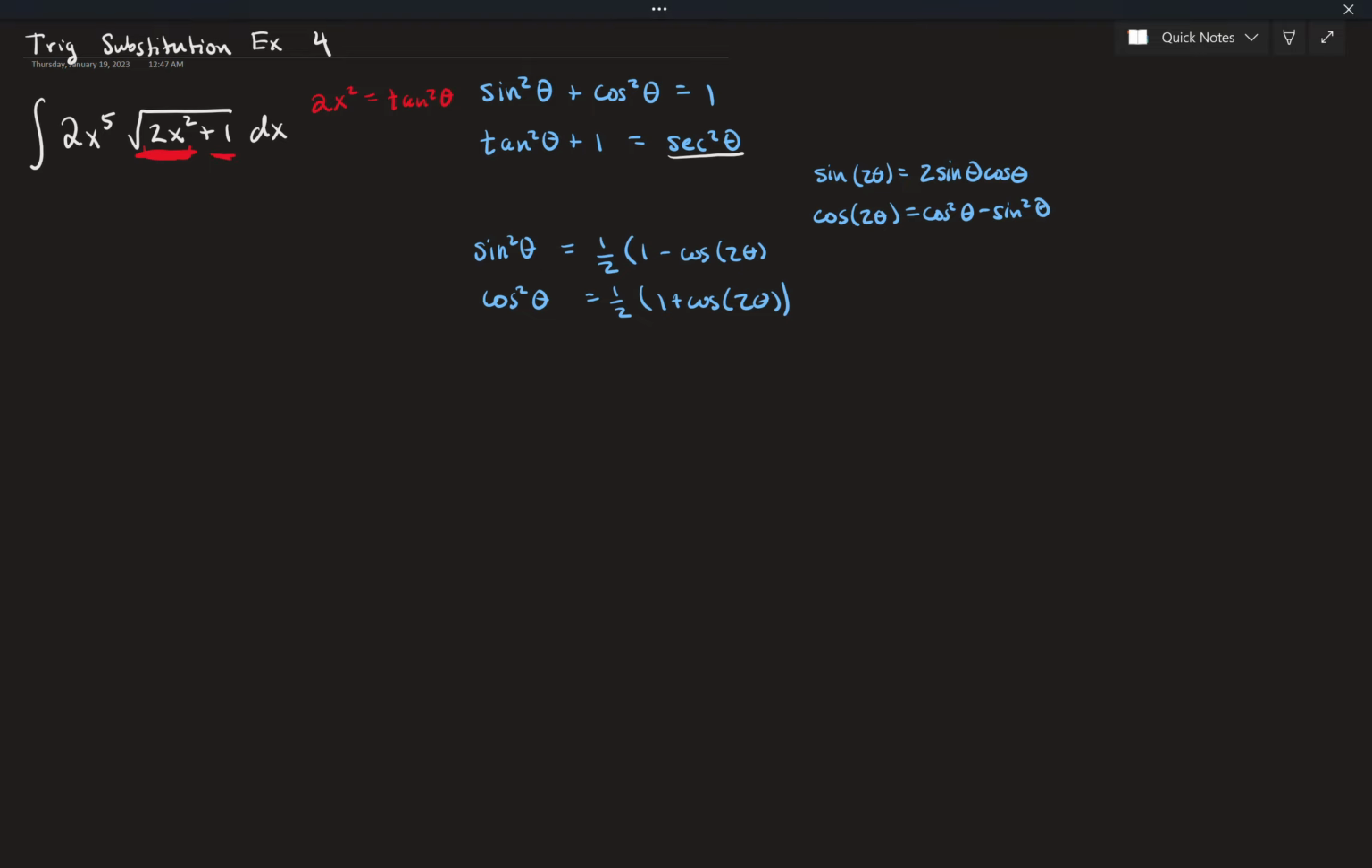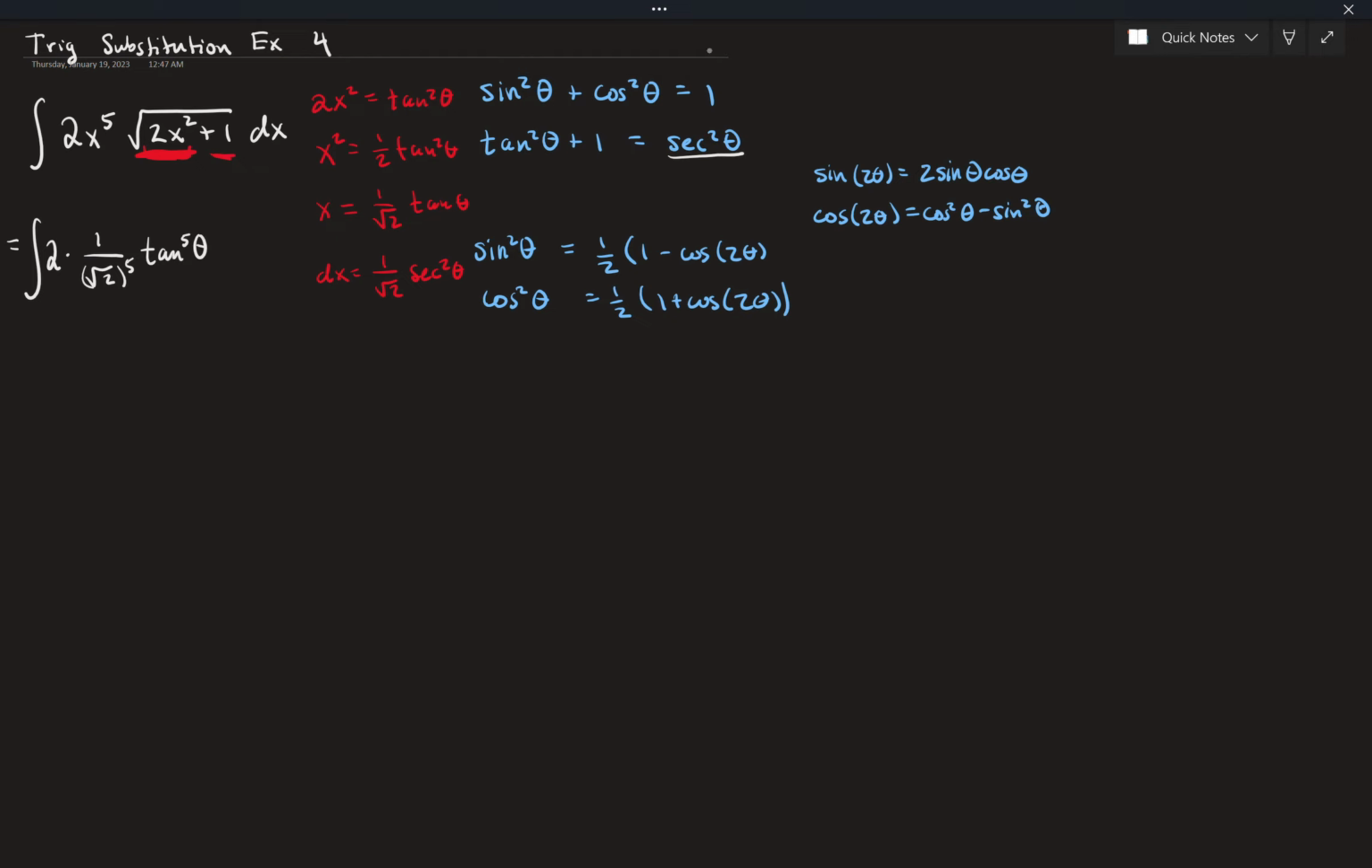So then I'll solve for x here. X squared is half tangent squared, and then x is 1 over root 2 tangent theta. So that's the sub we're going to use. So then dx is going to be 1 over root 2 secant squared. And then I can transform it. I have the integral of 2 x to the 5th becomes 1 over square root of 2 to the 5th tangent to the 5th.